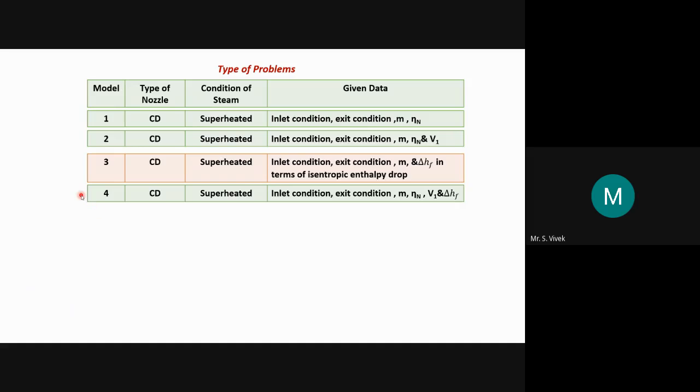So we are going to solve a problem on this category, that is from the fourth type, right? In the previous problem, they had given the delta HF in terms of isentropic enthalpy drop. But in this problem, they are going to give the delta HF value directly. In addition to that, the V1 value, that is initial velocity value, will also be there. Okay, so that is the difference.